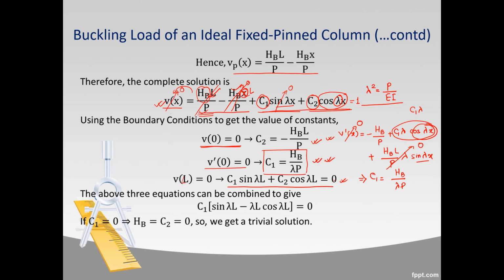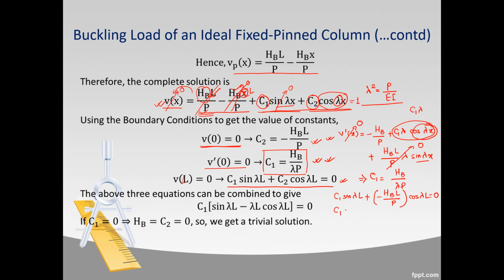So what happens if you combine these three equations? We have C1 sin lambda L plus C2 cos lambda L equals 0. So let us write the value of C1 sine lambda L plus we have got the value of C2 is minus HB by LP into cos lambda L equals 0.